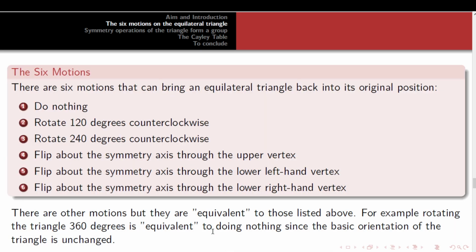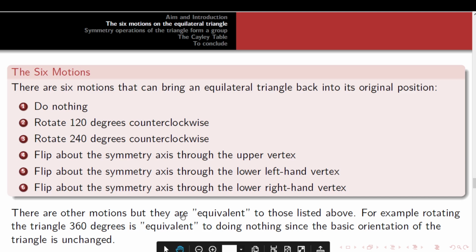So overall, you have talked about six motions. Okay, the six motions are, the first motion is the lazy motion, as we have talked about. It is the doing nothing. We do nothing on the equilateral triangle. And then what you do is you rotate 120 degrees counterclockwise. Then you rotate 240 degrees counterclockwise. And the fourth one was flipping about the symmetry axis through the upper vertex. The fifth one was the flipping about the symmetry axis through the lower left hand vertex. The sixth one was flipping about the symmetry axis through the lower right hand vertex.